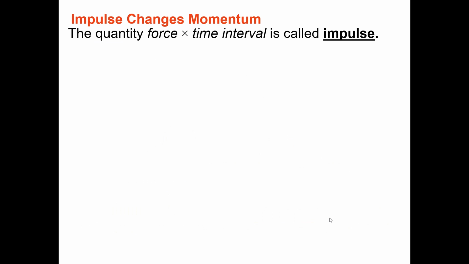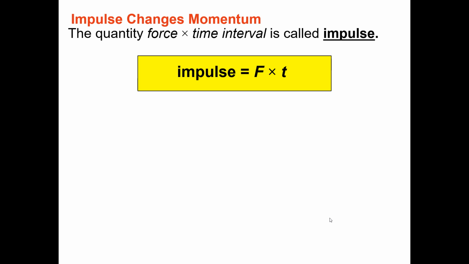So earlier we said that momentum is mass times speed or velocity. Now we're saying that change in momentum is force times time. We actually give that formula a name. We call it an impulse. In other words, a change in momentum can be imparted by an impulse.